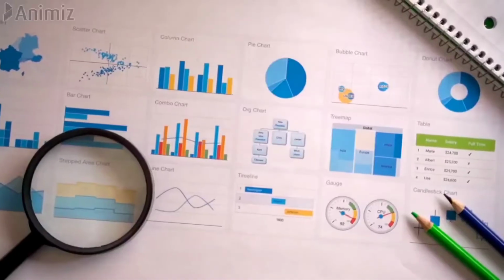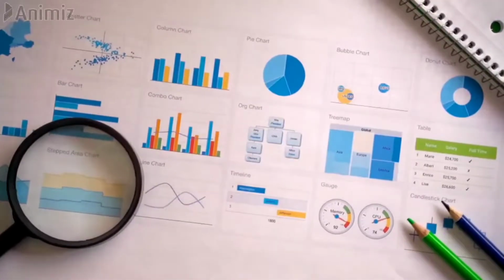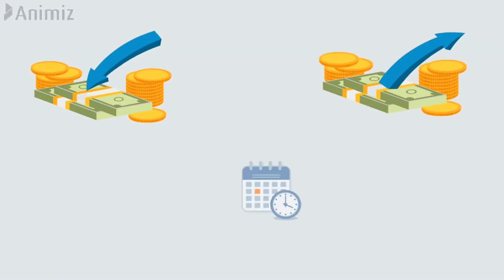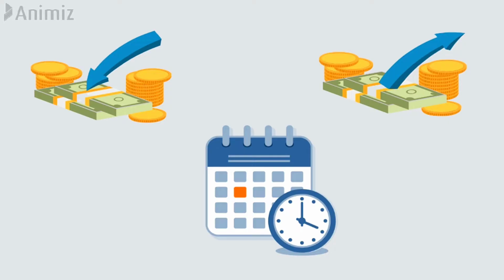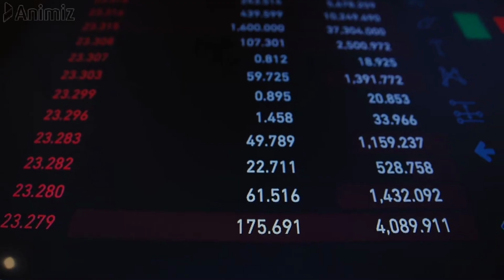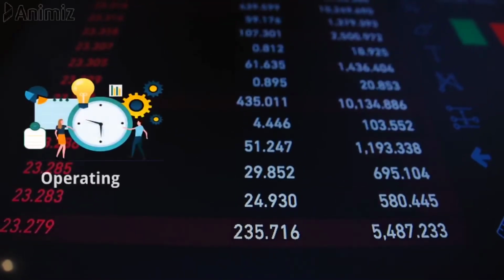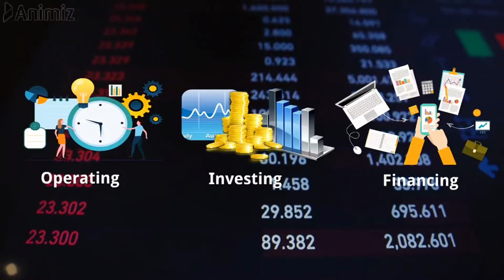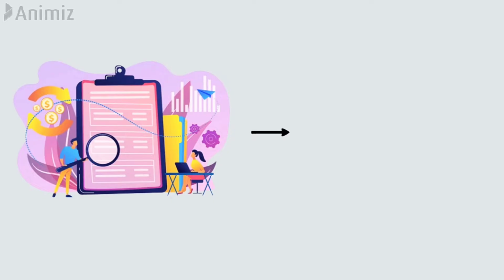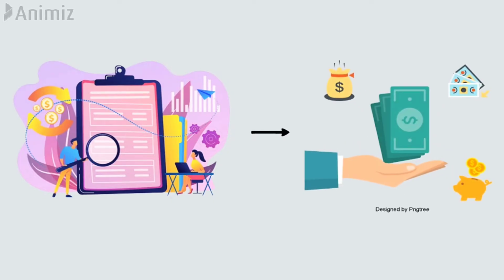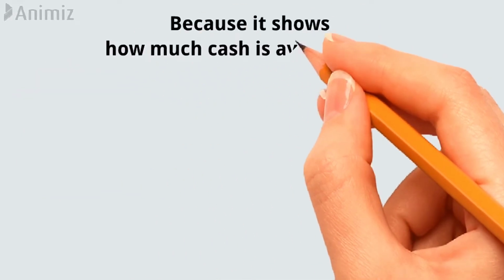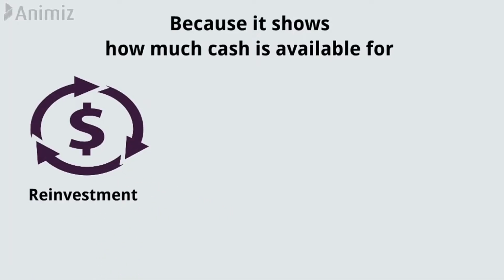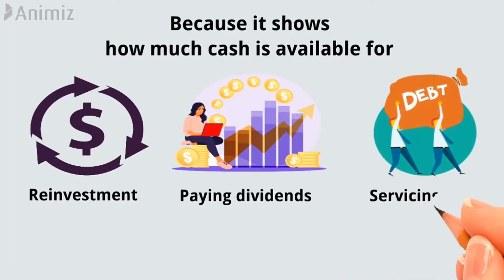The cash flow statement is a financial statement that shows the inflow and outflow of cash in a business during a specific period of time. It reports the cash generated or used by a company's operating, investing, and financing activities. The cash flow statement is an important tool for evaluating a company's financial health because it shows how much cash is available for reinvestment in the business, paying dividends, or servicing debt.